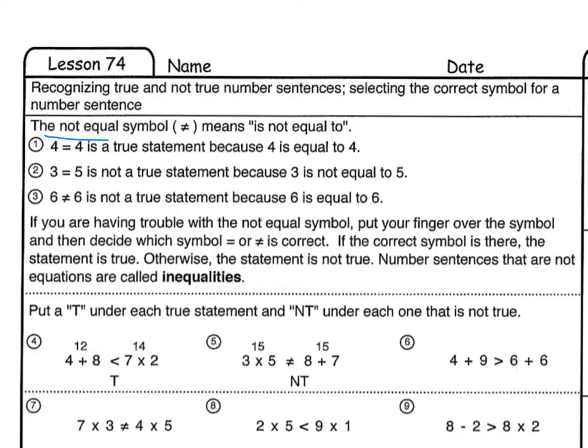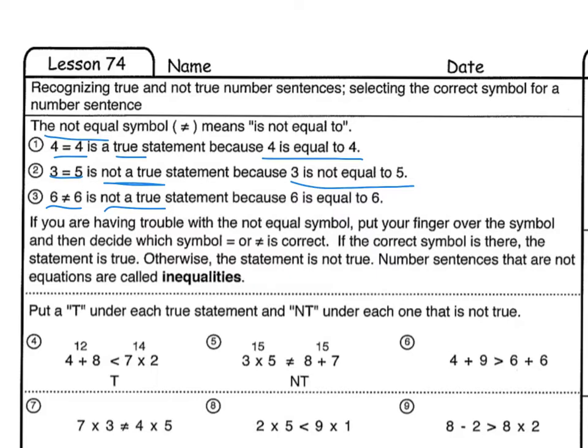Number one, 4 equals 4 is true because 4 is equal to 4. It's pretty obvious. 3 equals 5. Is that true? No, that's not true because 3 is not equal to 5. 6 is not equal to 6. Is this a true statement? Well, actually, this is not true as well because 6 should be equal to 6. You should not have a not equal sign in there.